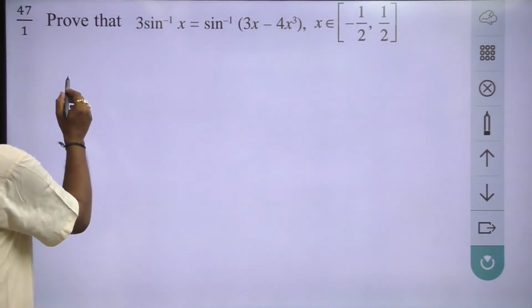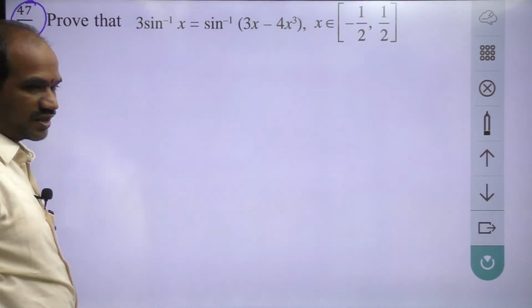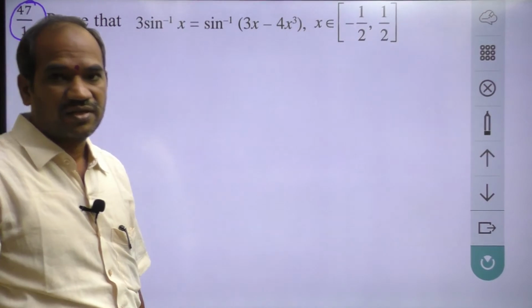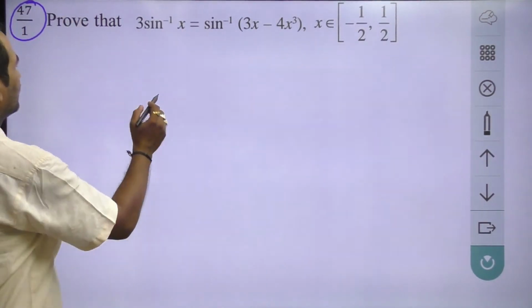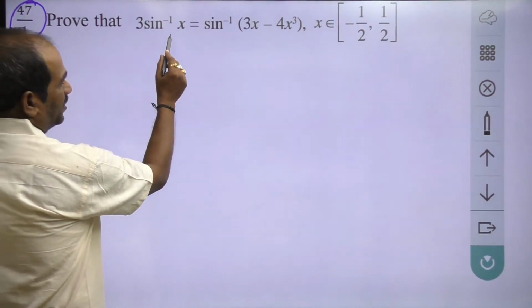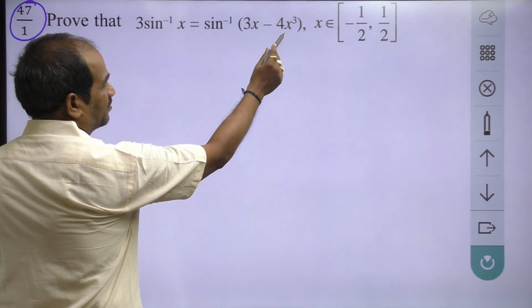So here, next problem. Next, second exercise problem. Okay, first question, 47 by 1. In this question, prove that 3 sin inverse x is equal to sin inverse of 3x minus 4x cube.